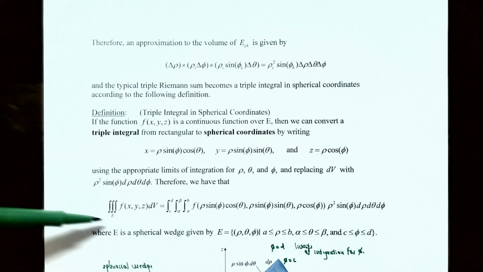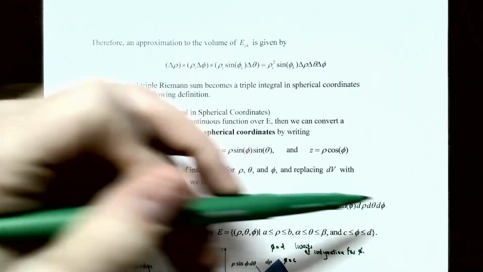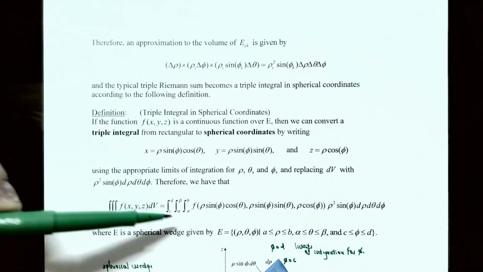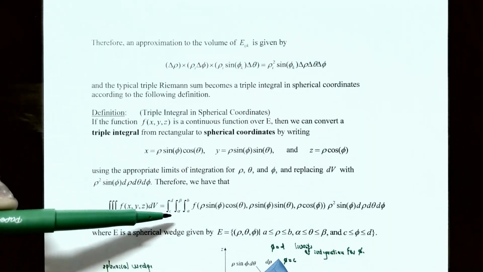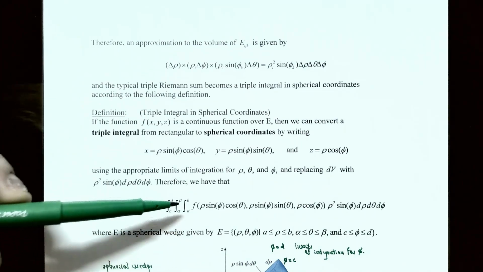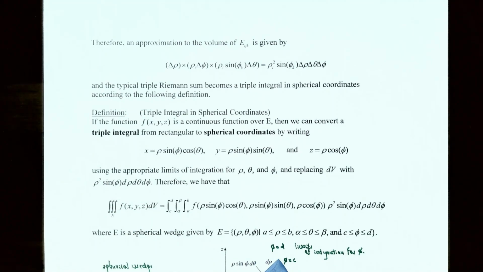Therefore, the triple integral over the spherical wedge E of the integrand f of x comma y comma z, and you differentiate with respect to volume, or V, it becomes a triple iterated integral. You have the outside integral corresponding to values for phi, so that's between phi equals c and phi equals d. The middle integral corresponds to values for theta, theta equals alpha and theta equals beta. Your inside integral corresponds to values for rho, so this is between values rho equals a and rho equals b. Your integrand was originally in terms of rectangular coordinates, which means you have to replace the x, y, and z to be in terms of spherical coordinates.